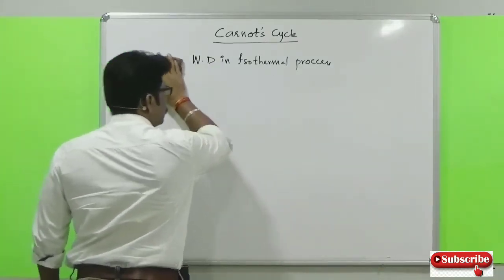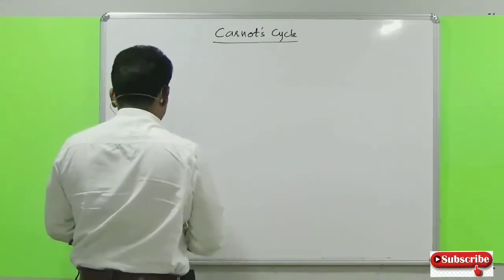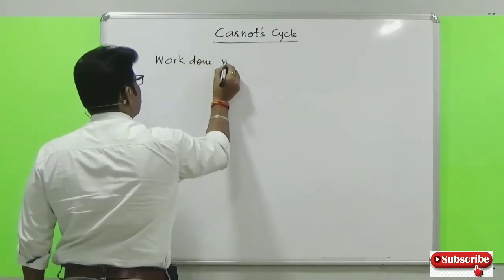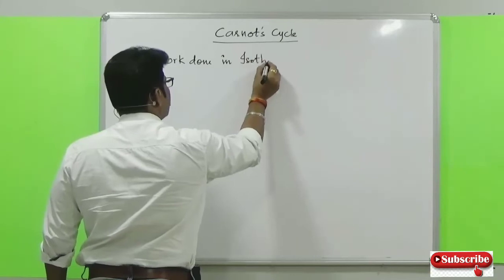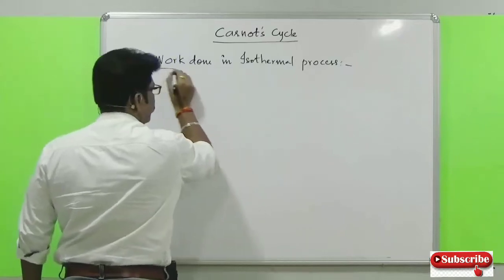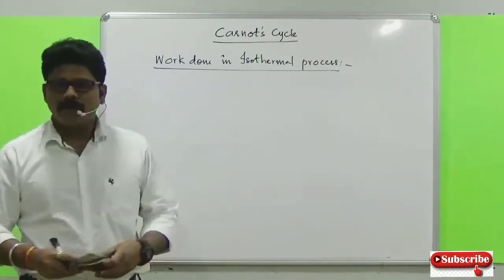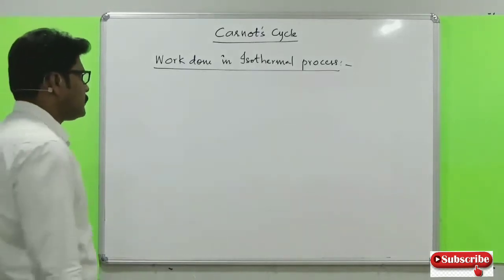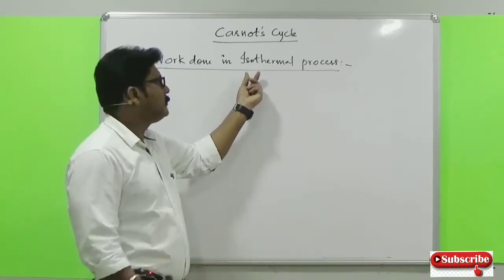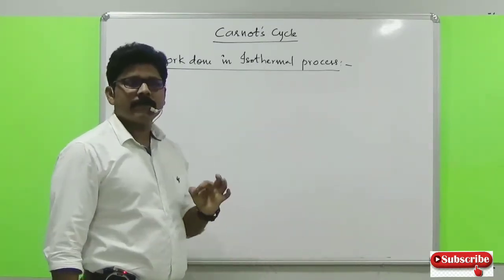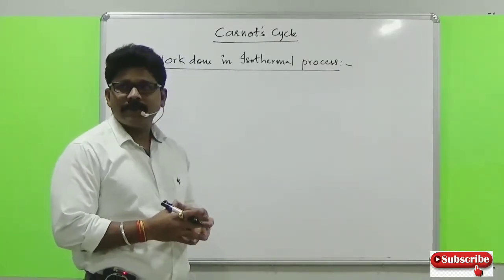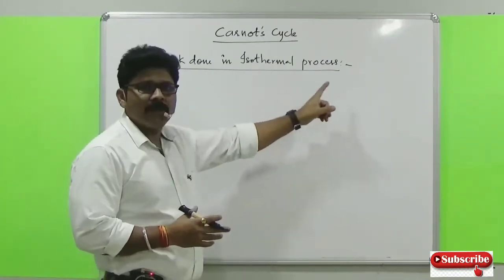So what we require first is work done in isothermal process. First, what we need to know is what an isothermal process is. Iso means constant. Isothermal means temperature is constant. Any process in which temperature is constant is called an isothermal process.